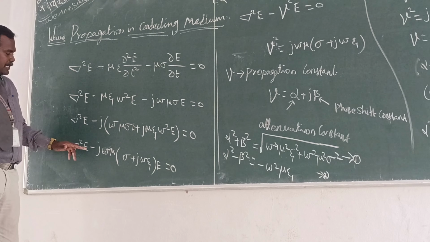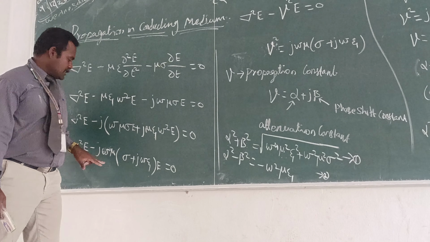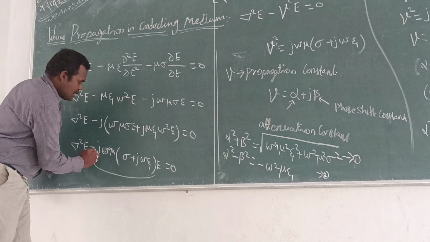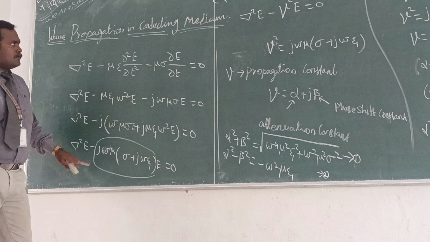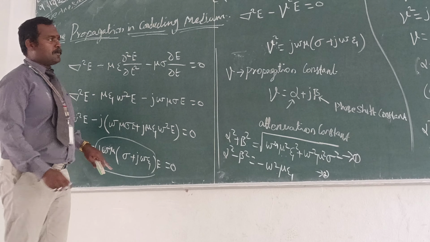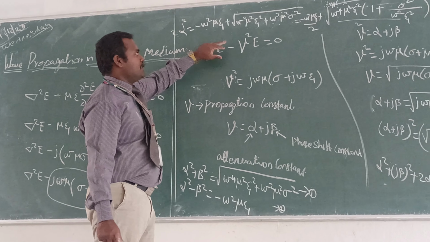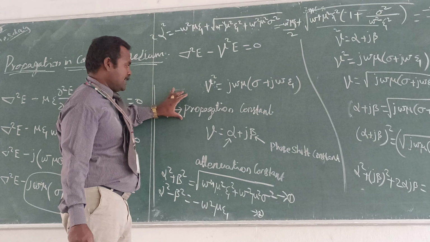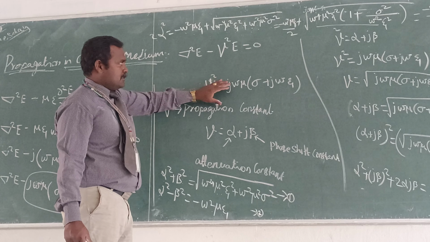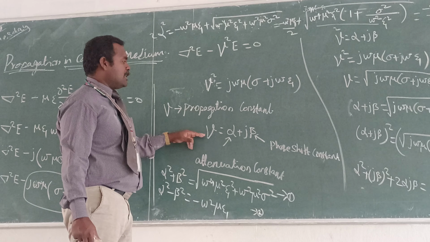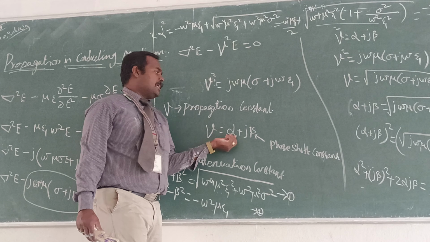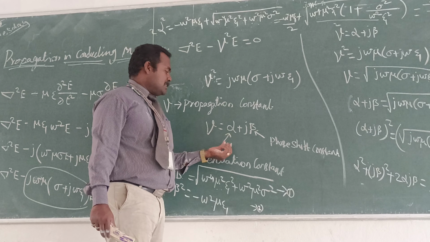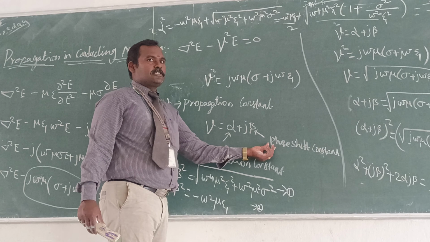Then you can obtain the del square E with the final expression like this. After simplification, we can put this entire term as gamma, that is the propagation constant. So this is del square E minus gamma square E equal to 0. Gamma is the propagation constant, and we know that gamma equals alpha plus j beta, so it has both the attenuation constant and the phase shift constant.